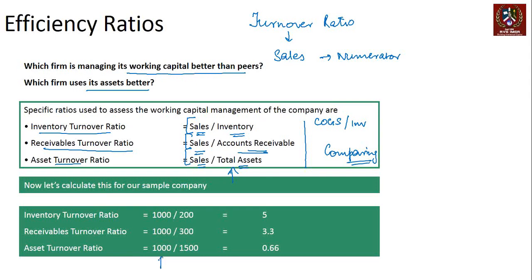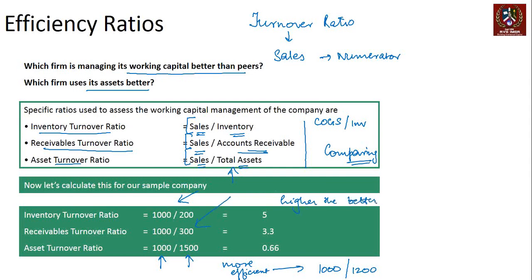So this company generates 1000 crore of sales at 1500 crore of assets. If there's another company that generates 1000 crore on 1200 crore of assets, this company is more efficient because they're generating more sales on the same amount of assets. Similarly, how many times do you turn your inventory over in terms of sales? How many times do you turn your receivables over in terms of sales? Usually the numbers are higher the better.